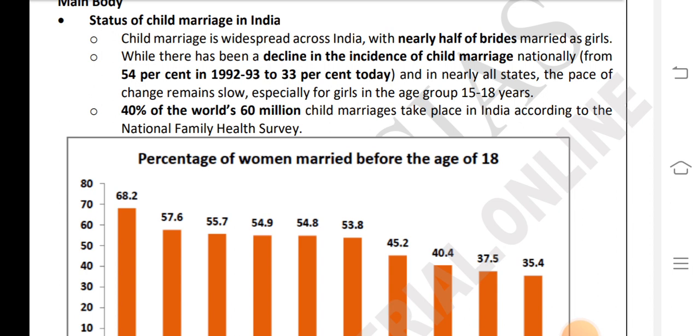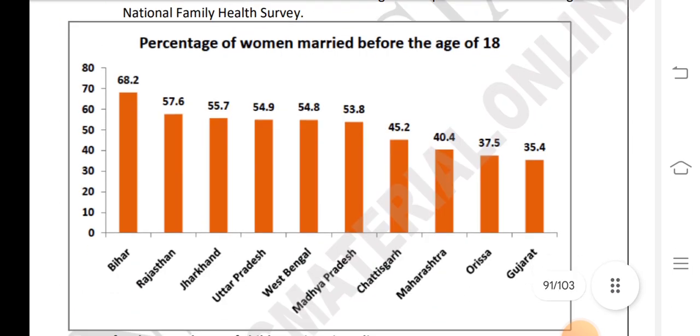Main body. Status of child marriage in India: child marriage is widespread across India, with nearly half of the girls married early. While there has been a decline in the incidence of child marriages nationally, from 54% in 1992-93 to 33%, in nearly all states the pace of change remains slow, especially for girls in the age group 15 to 18. 14% of the world's 16 million child marriages take place in India according to the National Family Health Survey.